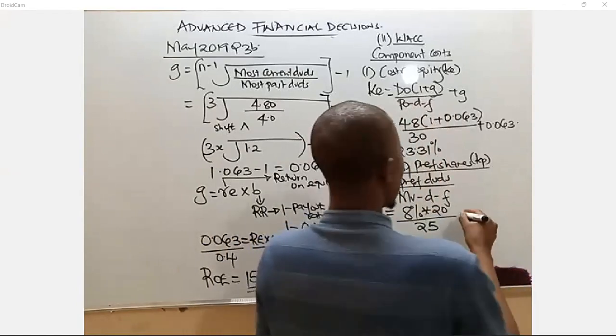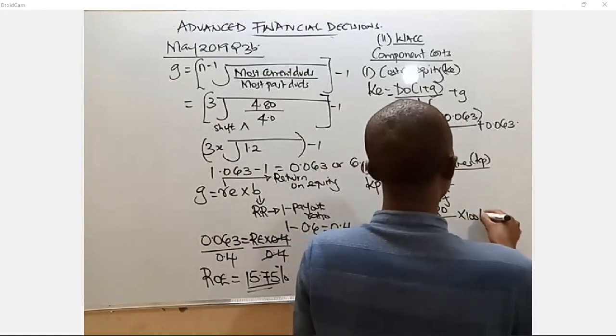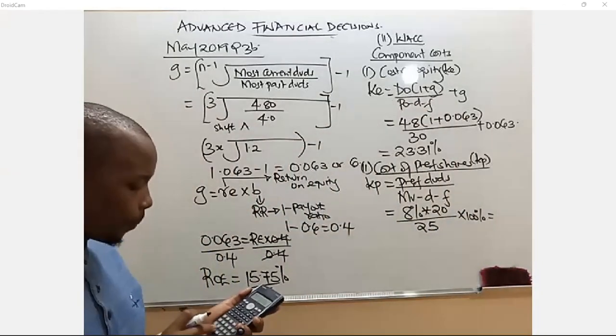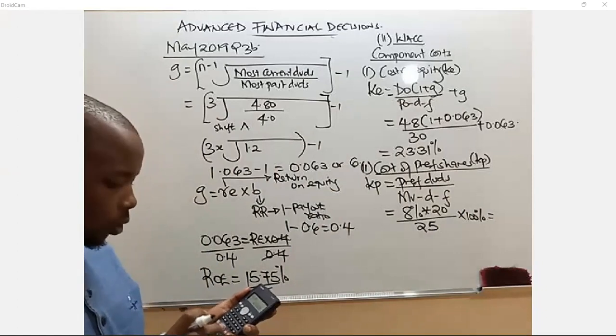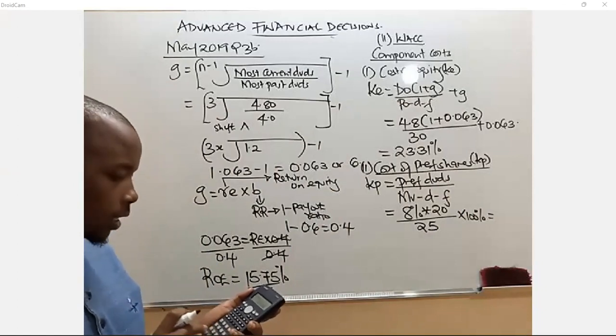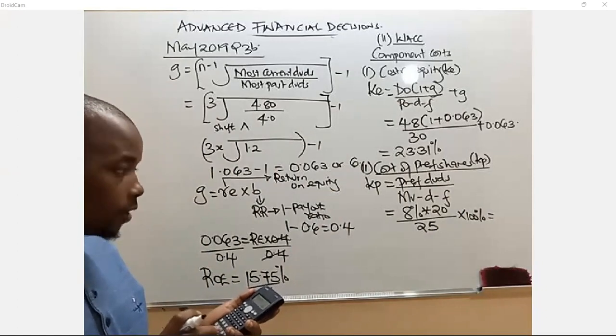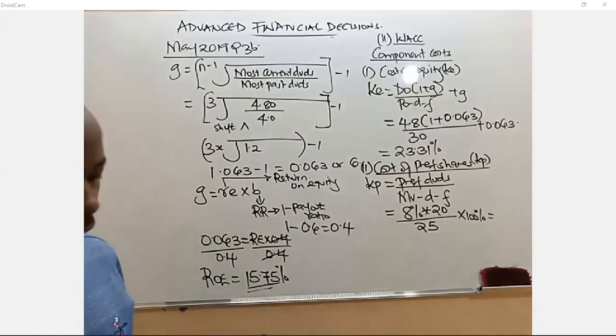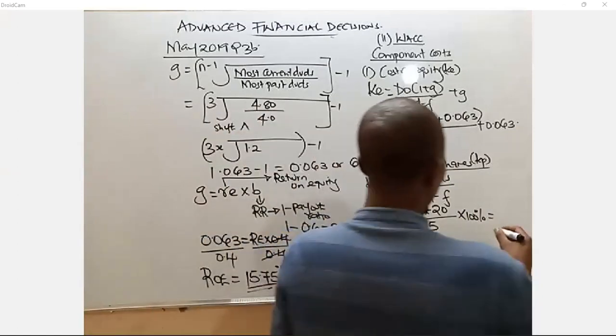And remember to convert this cost into percentages. The first one will be 0.08 times 20, divided by 25, times 100. I should be getting something closer to 6.4%.